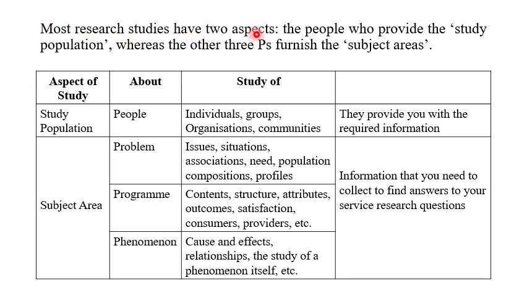Most research studies have two aspects: the people who provide the study population, and the other three P's that make up the subject area. This table shows a breakdown of the two aspects of most research studies, especially in the social sciences. So we have the study population, which is one aspect of the study, and then the other aspect is the subject area, which comprises a problem, a program, and a phenomenon. The study population consists of people or human beings.